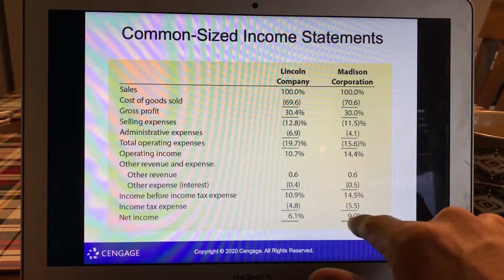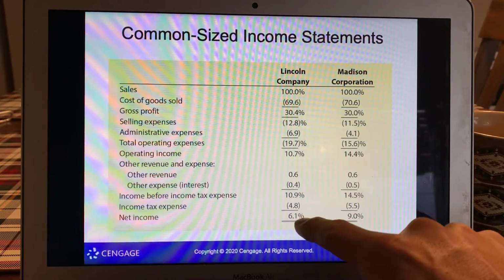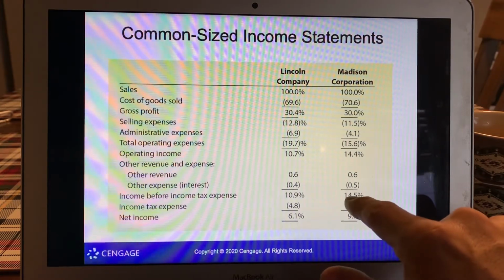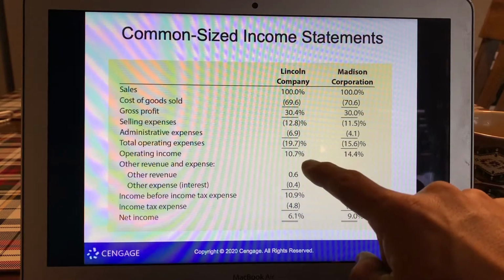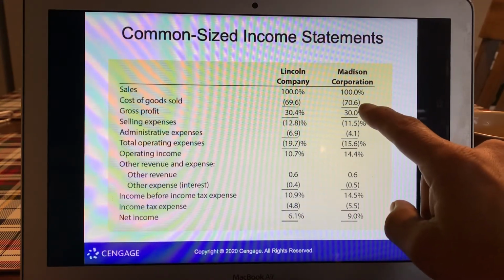So if I'm here, I'm like, okay, what's going on with this company? What is it they're doing? Why is their net income 9% when mine is only 6.1%? So you look at those two. So they have more revenue right here. That's a big one. They have more operating income. We have less. So those are some things. Look at their cost of goods.